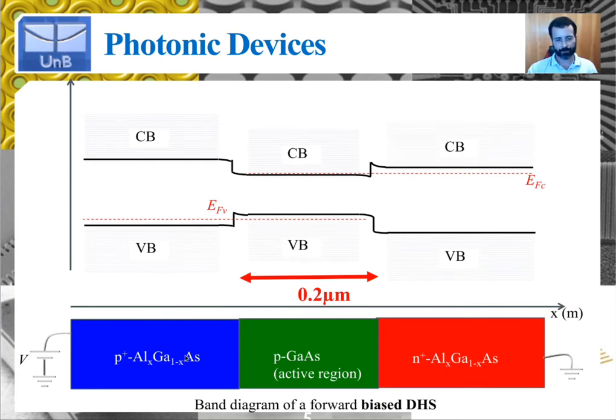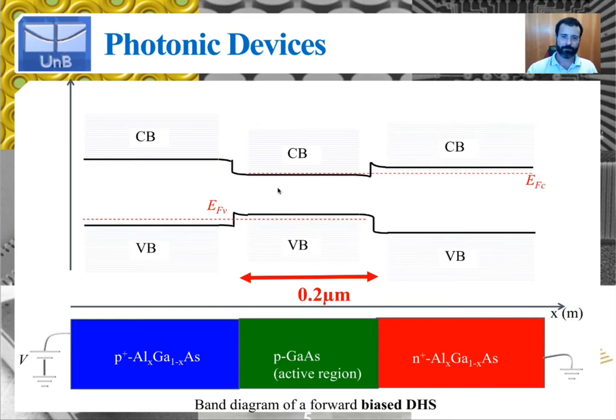If, as illustrated here, you forward bias this, the electrons in the n-type material will tend to move towards the center material, the active layer, but they will have a hard time overcoming this barrier right here. Therefore, most of the electrons will be confined here. The same thing will happen to holes, right? Due to the electric field from left to right, the holes will move in this direction, but they will find this barrier right here, which is hard for holes to overcome.